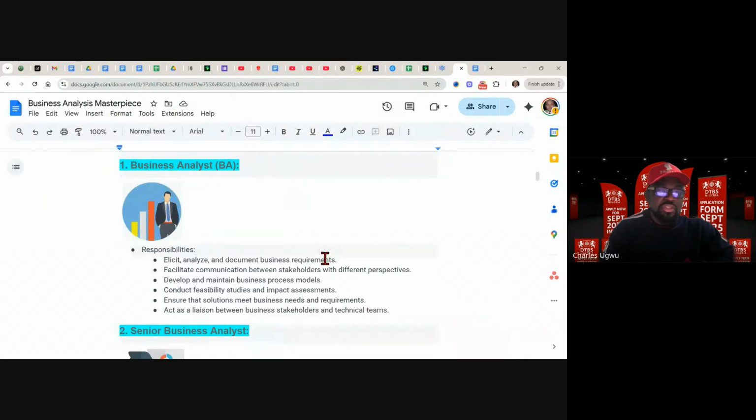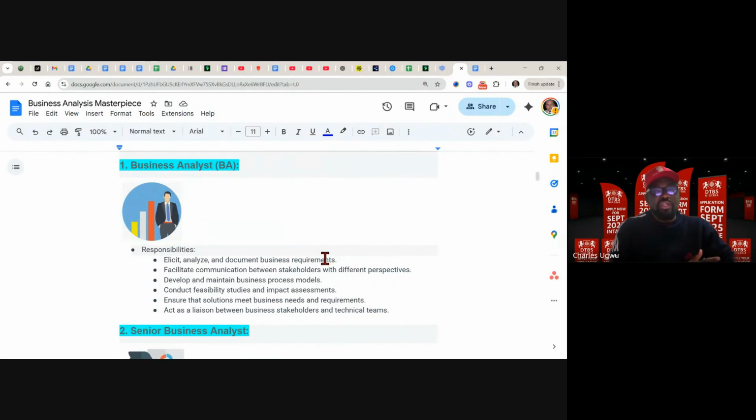Conduct feasibility studies and impact assessment. All these you need to know how to do. Ensure that solution meets need and requirement. So you need to know how to carry out thorough solution evaluations and act as a liaison between business stakeholders and technical team.